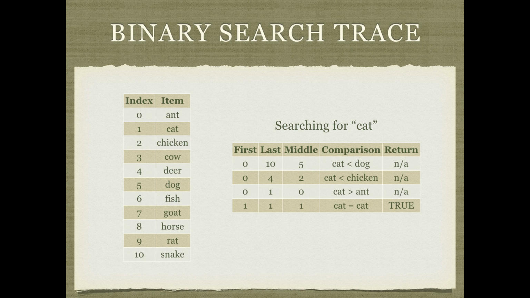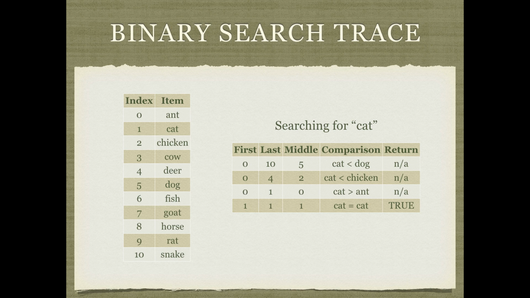So the data that we're looking for, first, last, and middle, are the different variables that we would use. The comparison that we're using is the comparison value, and then whatever value is at middle. So in this case, it's the actual data in that particular array index. And then if there's a return value, then we say what the return value is.